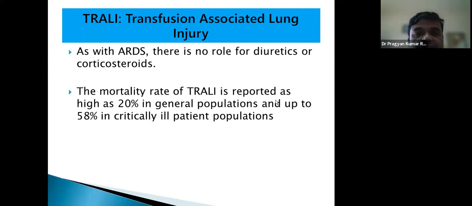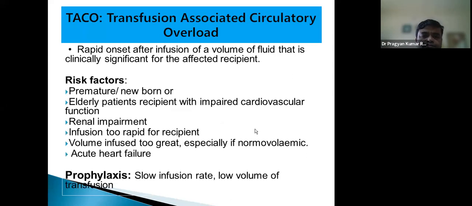As with ARDS, there is no role for diuretics or corticosteroids in transfusion associated lung injury. The mortality rate is reported as high as 20% in the general population and 58% in the critically ill population. Although this looks like a very trivial complication of a blood transfusion, in a critically ill patient whose lungs are already compromised, who is already in organ failure, with some pre-existing ARDS, the mortality rate is very high. So transfusion associated lung injury should be suspected early, identified early and treated early.